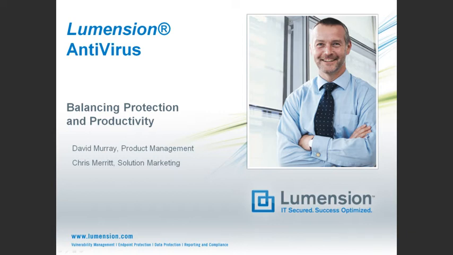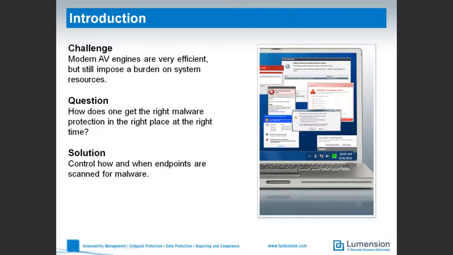Hello, my name is Chris Merritt, and in this episode I'm joined by David Murray from Product Management to discuss how you can protect your endpoints using Lumension AntiVirus. While modern AV engines have become very efficient, they still impose a burden on system resources. So, in order to reduce end-user impact but still limit malware intrusion, organizations typically want to control when and how scans are performed. Organizations need to protect their endpoints without unduly impacting user productivity or experience. So, David, how does one get the right malware protection in the right place at the right time?